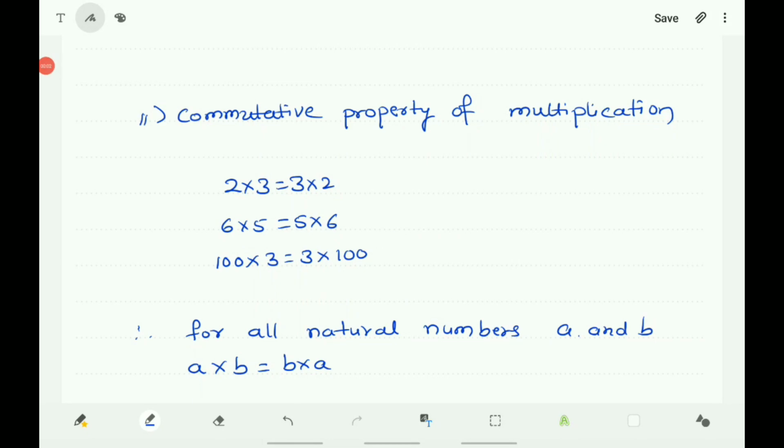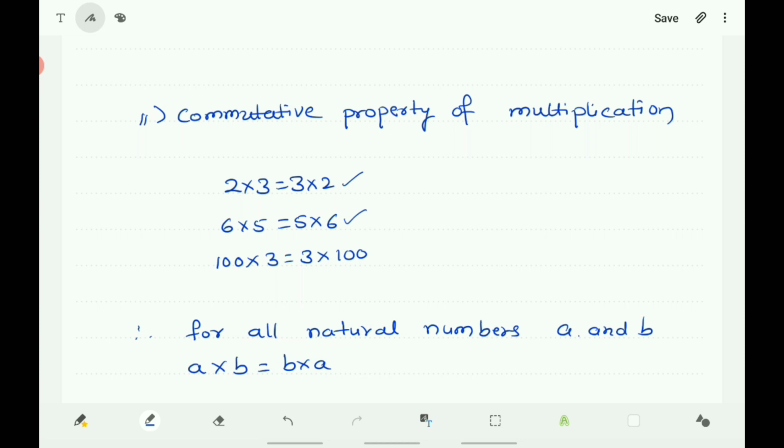Now let us check the commutative property of multiplication for natural numbers. Take any two natural numbers. Let us take 2 and 3. Here 2 into 3 is 6, 3 into 2 is also 6, therefore 2 into 3 is equals to 3 into 2. And 6 into 5 is 30, 5 into 6 is also 30, therefore 6 into 5 is equals to 5 into 6.